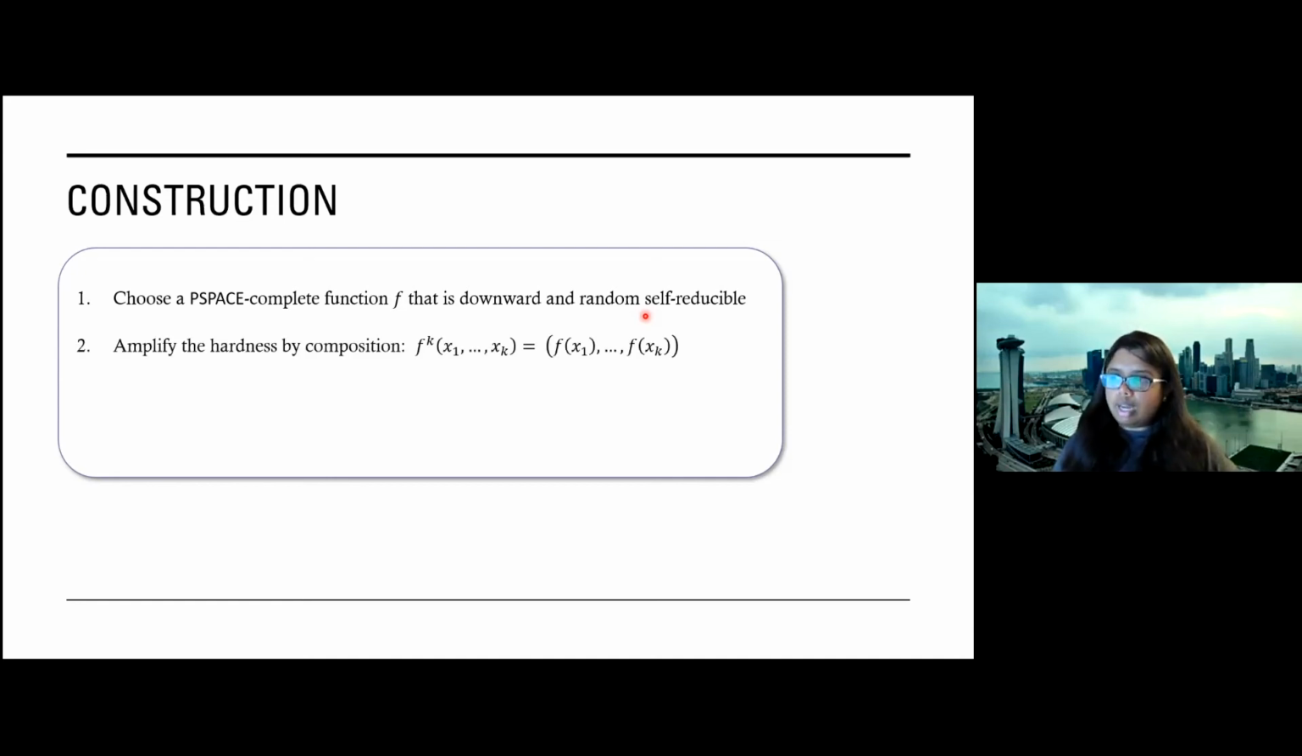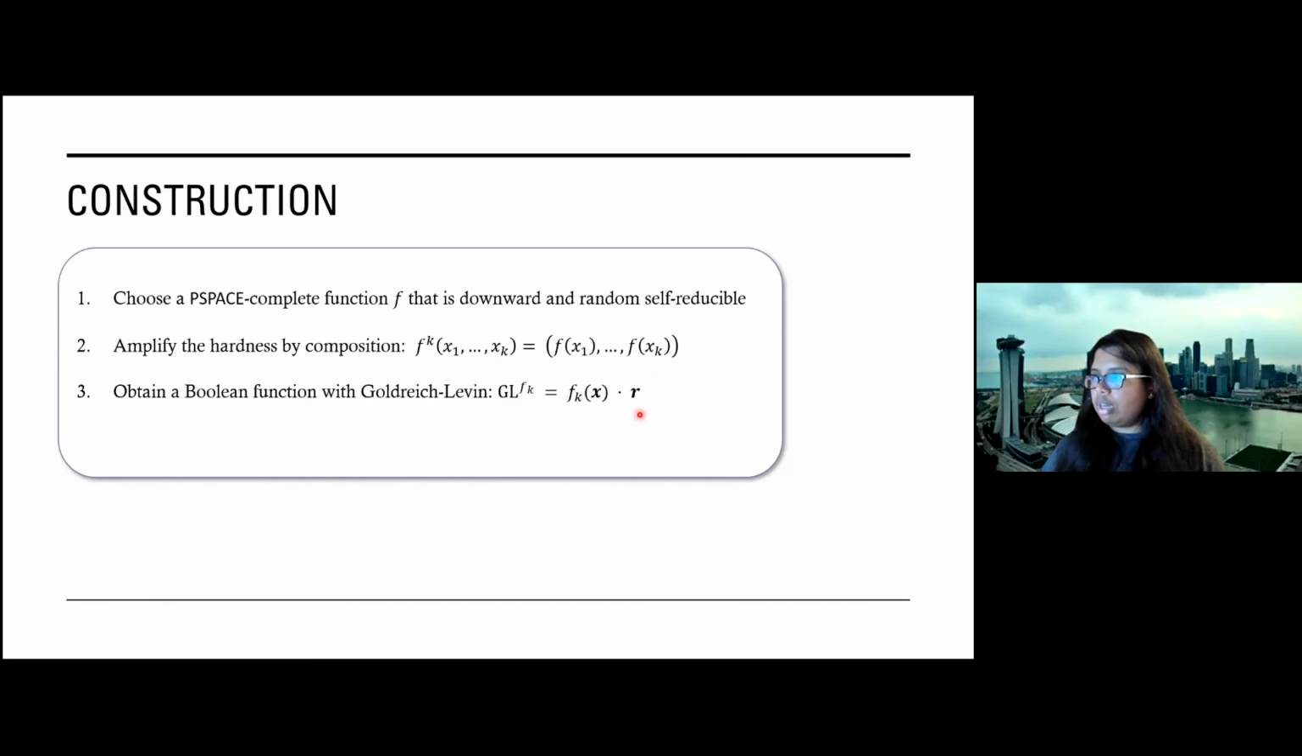So we have to do this hardness amplification, and the construction itself is fairly straightforward. I take the function f and I take the k-fold composition of it. So now I'm acting on x1 to xk. Now the output here is going to be k bits long, but we want something that has a Boolean output. So we get back a Boolean function by using the construction of Goldreich and Levin, where you take a random k-bit string r and you take the inner product of f^k(x) with r.